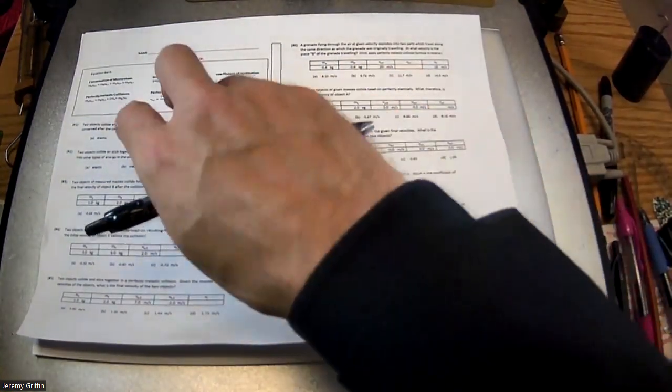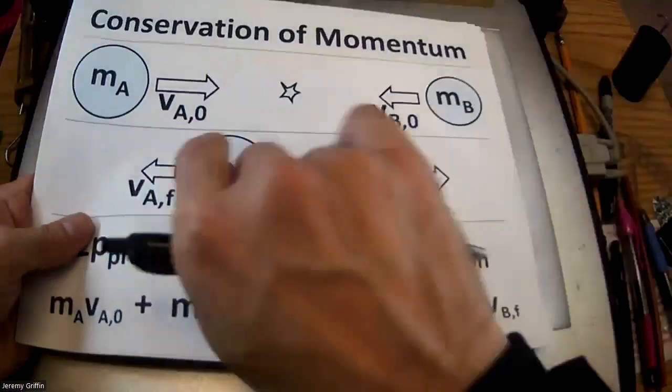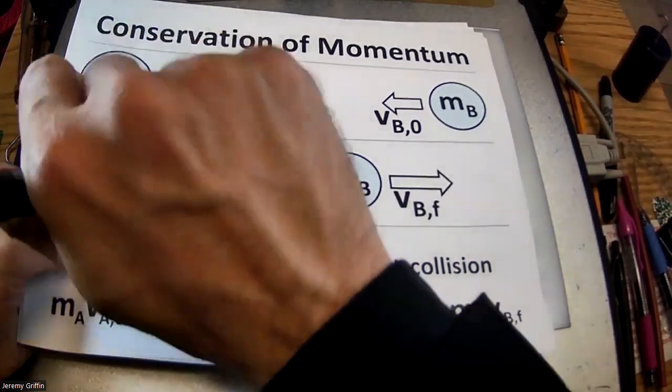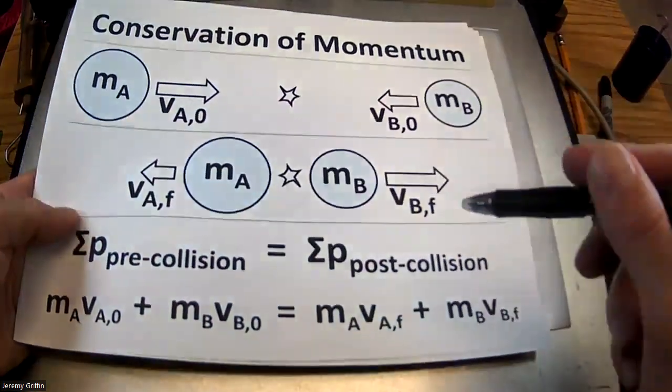Okay. So we're looking at momentum. Now, momentum is mass times velocity, right? So how massive is something, how fast is it moving, right? And this is also a vector quantity, so directions matter.